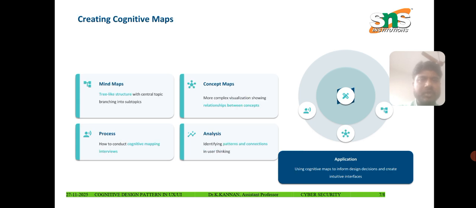And creating cognitive maps: mind maps are tree-like structures with a central topic branching into subtopics. Concept maps are complex visualizations showing the relations between concepts. The process is how to conduct cognitive mapping interviews. Analysis is identifying the patterns and connections in user thinking. The application is that cognitive maps inform design decisions and create intuitive interfaces.